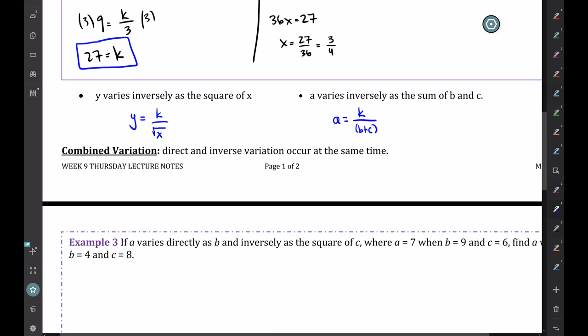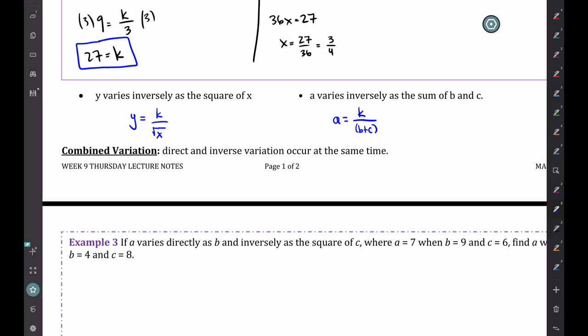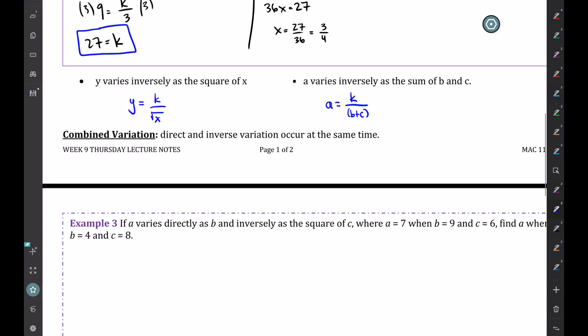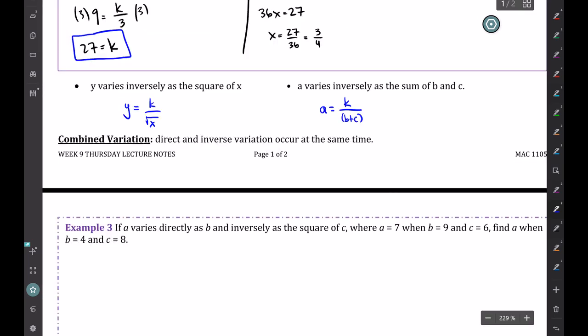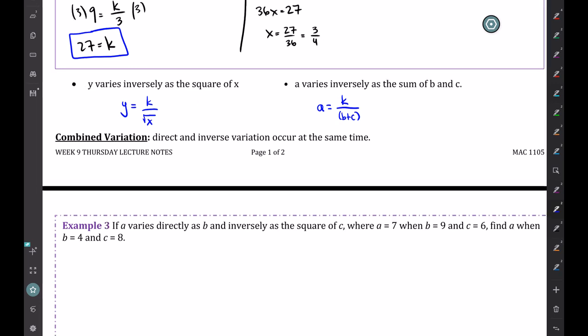Okay. Now we can combine these variations, direct and inverse, to get what we call a combined variation. That's just an equation that has both y equals kx and y equals k over some other thing. So here's a quick example. It says that if a varies directly as b and inversely as the square of c, where a is 7, b is 9, and c is 6, find a when b is 4 and c is 8.